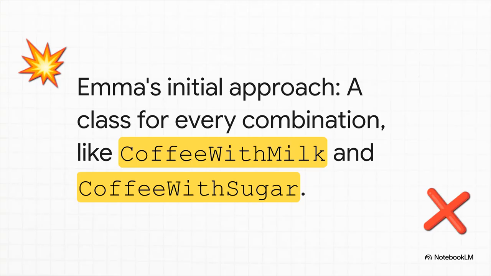All right, so what did Emma do first? Well, she did what a lot of us might do. She reached for inheritance. You have your base coffee class, right? And then you just extend it. Coffee with milk, coffee with sugar. Oh, you want both? Okay, coffee with milk and sugar. And you can see where this is going. It's that classic class explosion. It just doesn't scale. It's a mess.